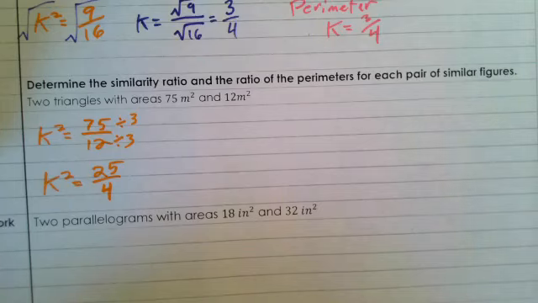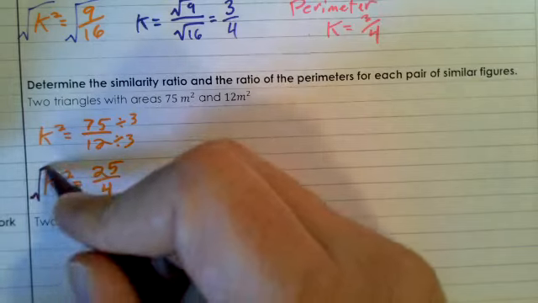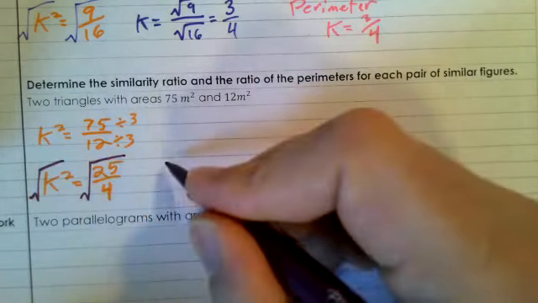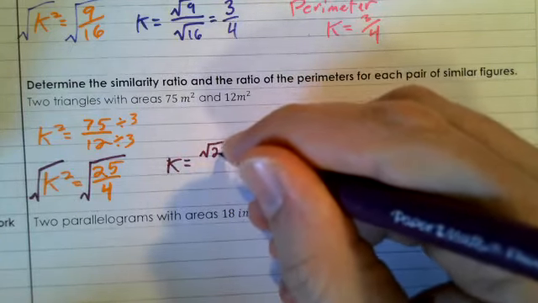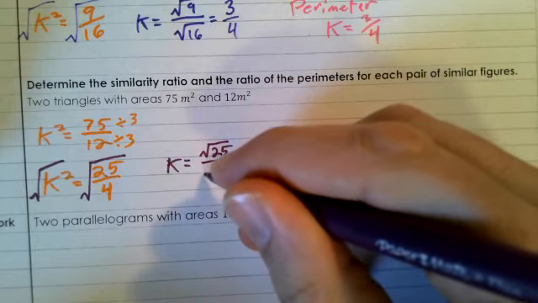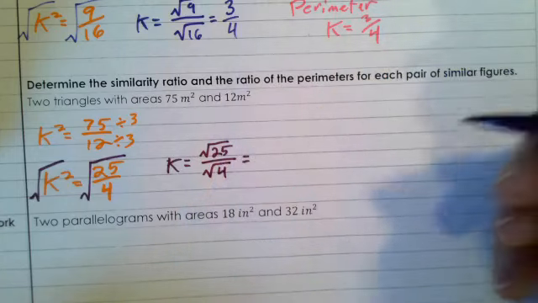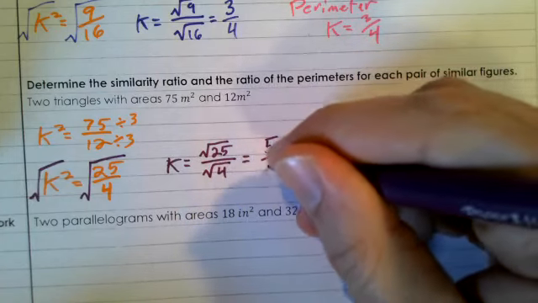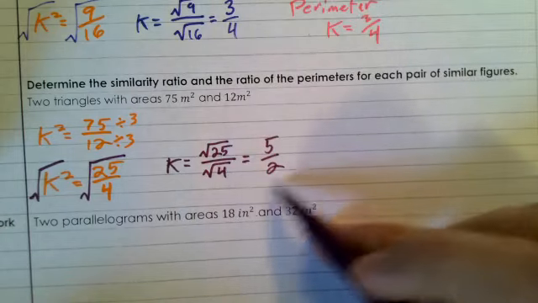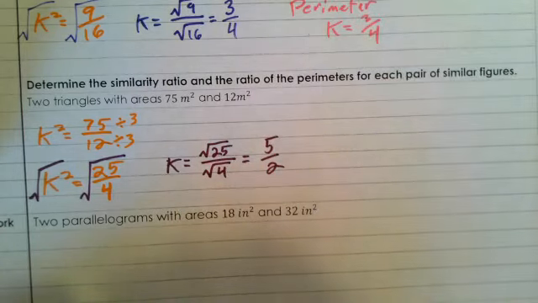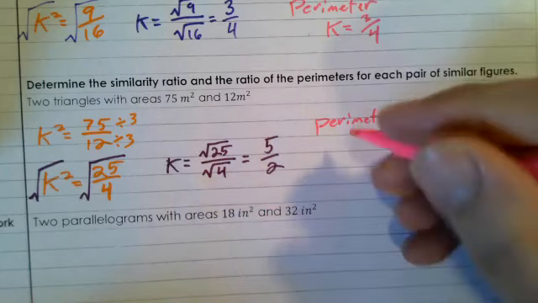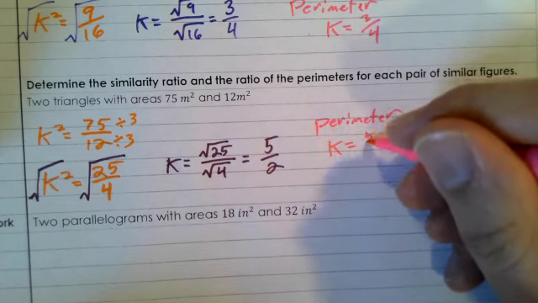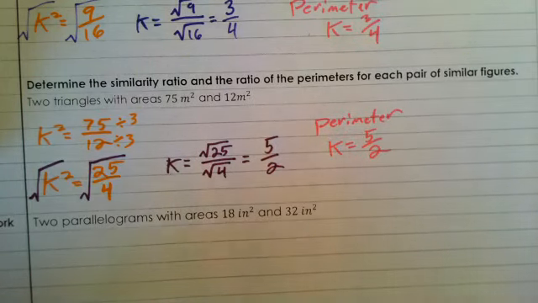But that is not the similarity ratio of the figures. I've got to square root both sides. So k has got to equal the square root of 25 over the square root of 4. So that ratio is got to be 5 over 2. So this is the ratio of the figures for the perimeter. The ratio of the perimeter is going to be the same as the ratio of the figures, so the perimeter ratio is also 5 over 2.